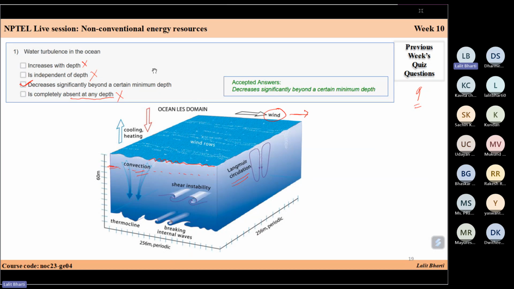Then the fourth option is completely absent at any depth. That is clearly incorrect, because we know that at any depth it cannot be completely absent. You have some kind of circulation, some kind of turbulence. So options one, two, and four are incorrect. Then the third one is correct.